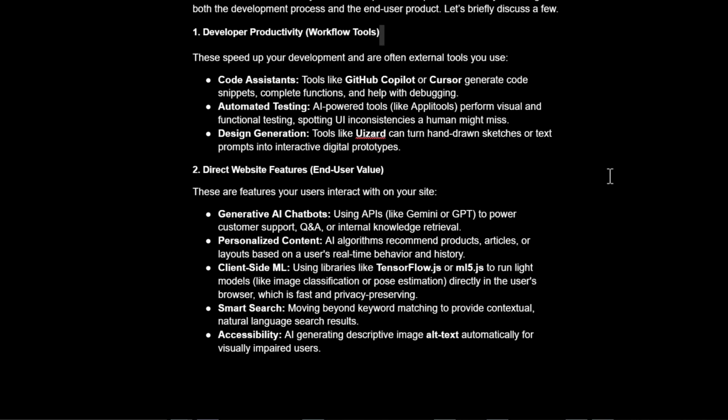Client-side machine learning. Using libraries like TensorFlow.js, which I'm going to demonstrate in the near future, or ML5.js to run light models like image classification or pose estimation directly in the user's browser, which is fast and privacy-preserving. Smart search. Moving beyond keyword matching to provide contextual, natural language search results. Accessibility. AI generating descriptive image alt text automatically for visually impaired users.